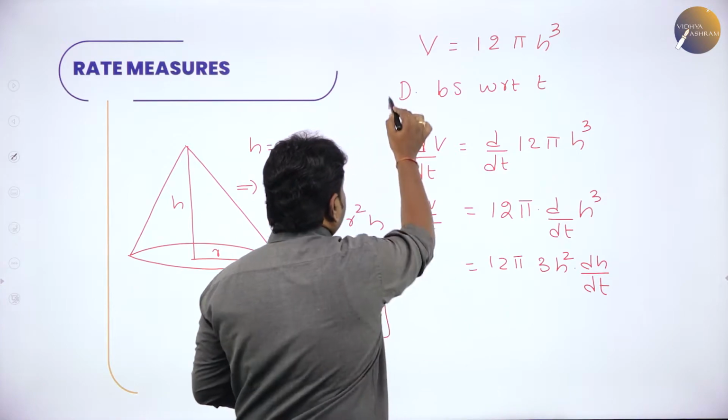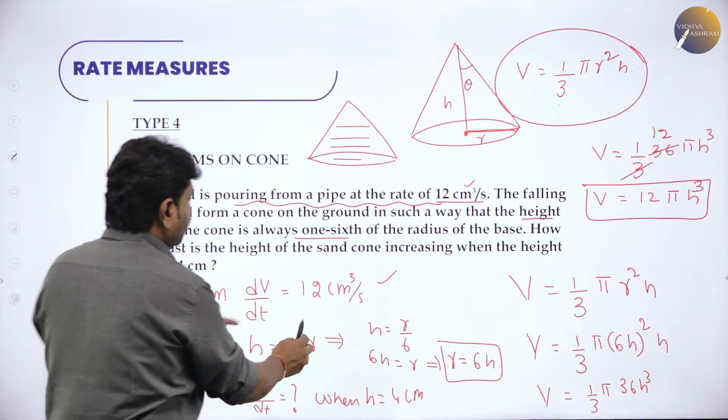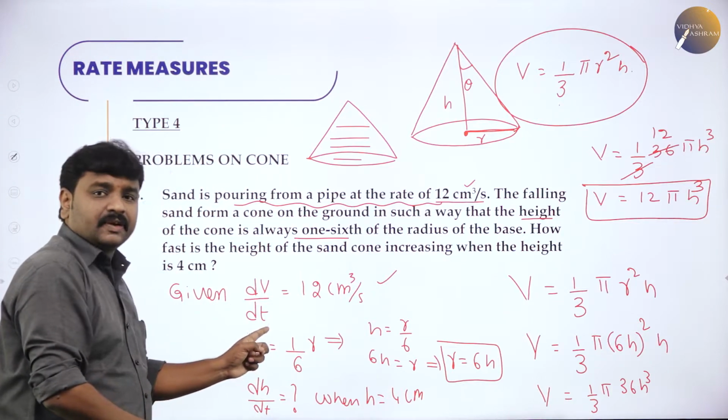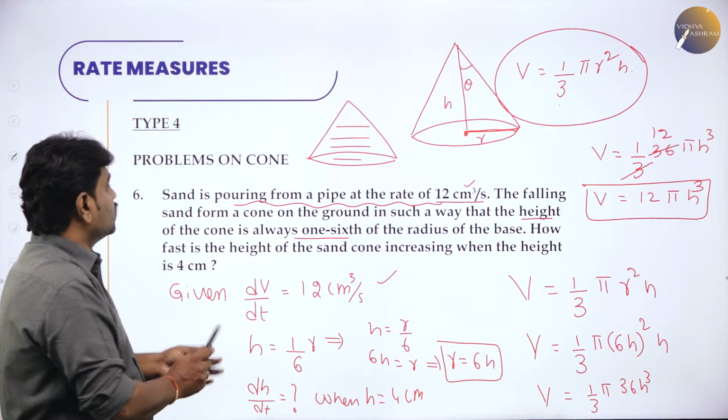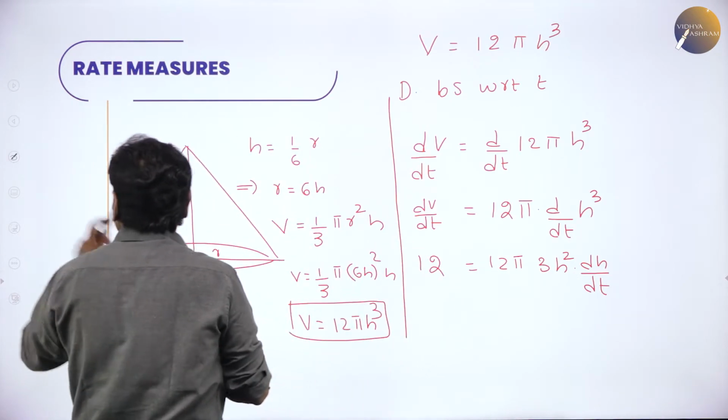But they gave the value of dV/dt. If you read the problem, dV/dt ಕೊಟ್ಟಿದ್ರು. What is dV/dt? dV/dt is given 12 centimeter cube per second. So in the place of dV/dt, I'll put 12. Now we'll simplify this.